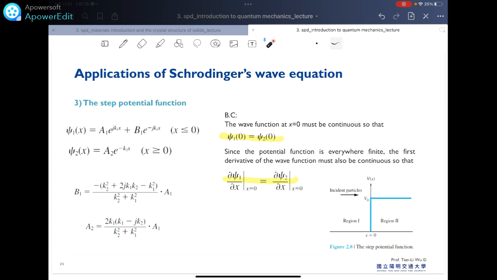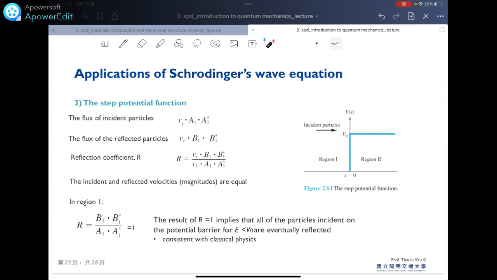And this gives a certain interesting observation, because of the flux of the incident particle shown here. And then we can consider the one of the reflecting particles here. So then we can derive the reflection coefficient R. So now the conclusion, I believe, is straightforward.